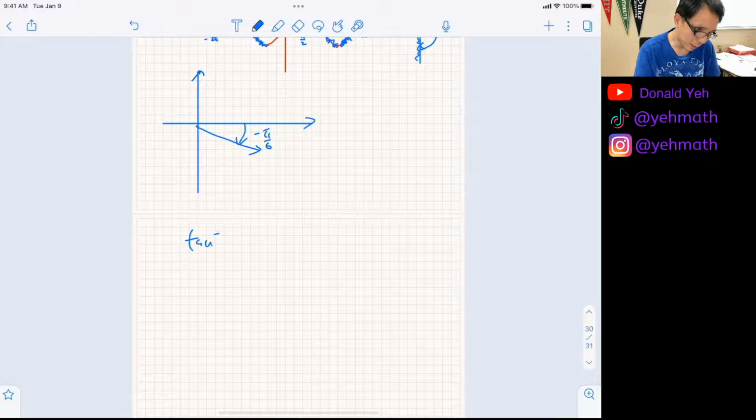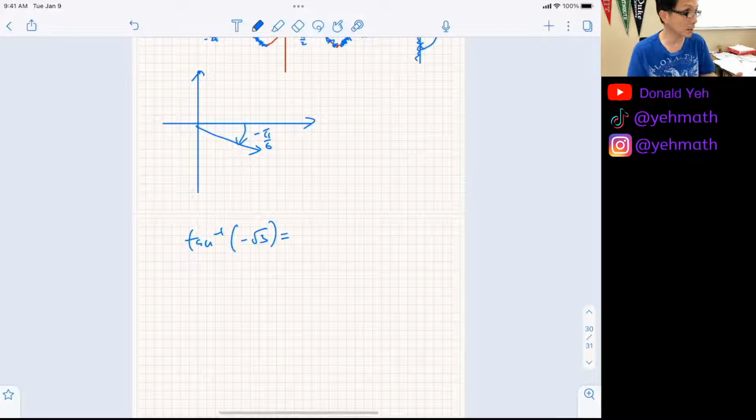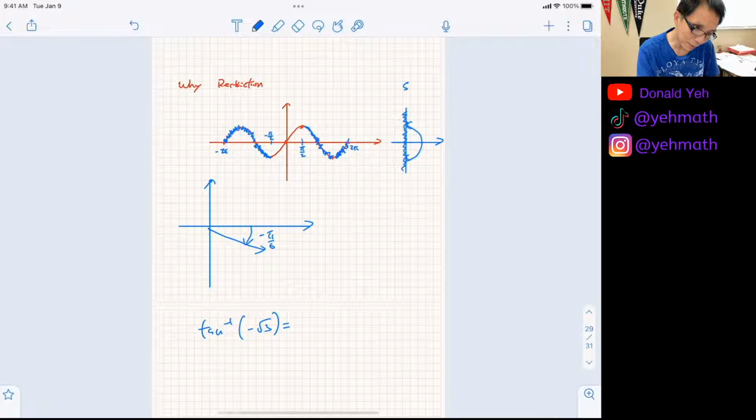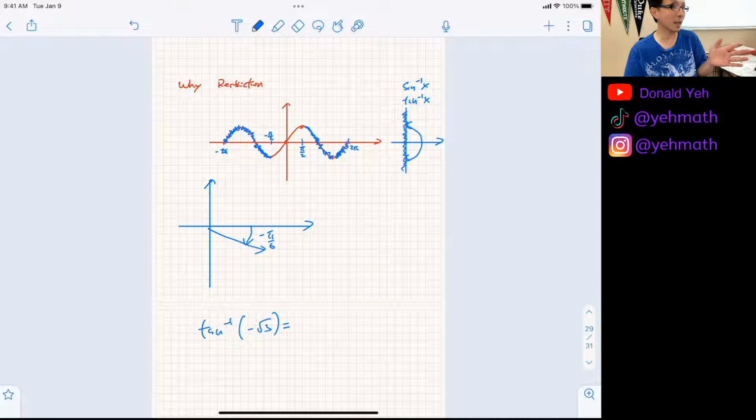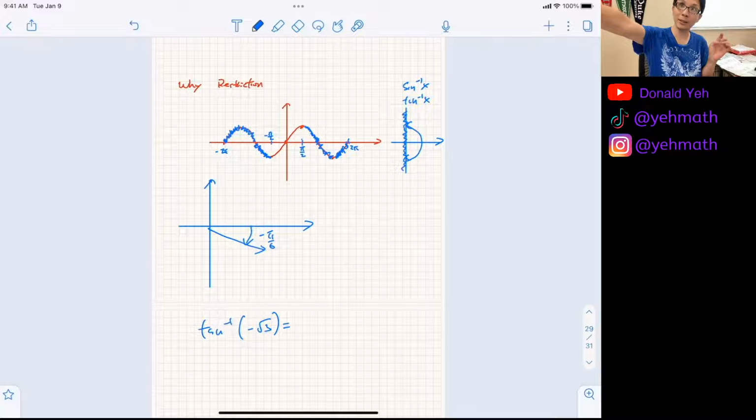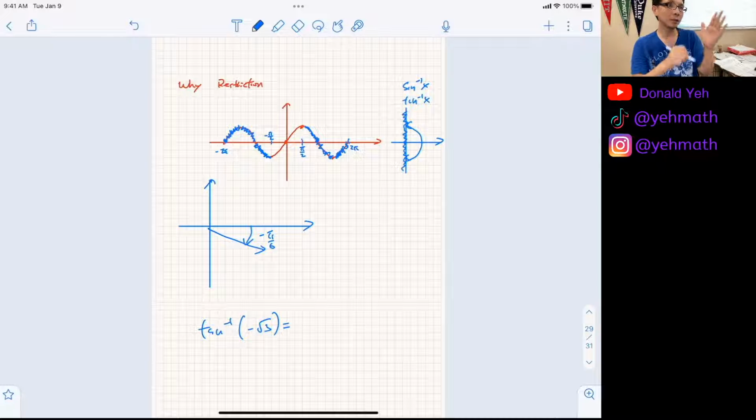I can also ask you tan inverse of negative root 3, and you can tell me the correct answer. By the way, sine inverse and tan inverse have the same restriction, except tan inverse can't even touch the boundary. And there's a reason why. If you look at a tangent graph, that graph doesn't even touch pi over 2. It can go close to pi over 2, but not touch it. For the tangent graph, it's not passing that. So therefore, what is tan inverse of negative square root 3?